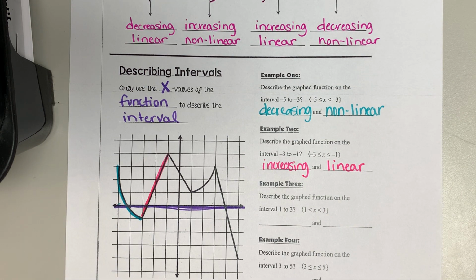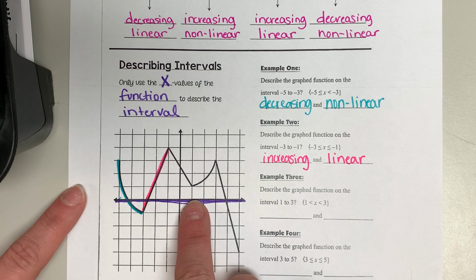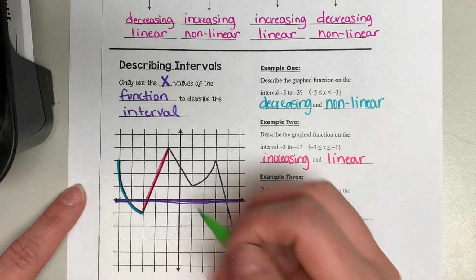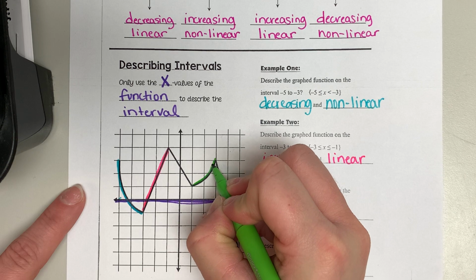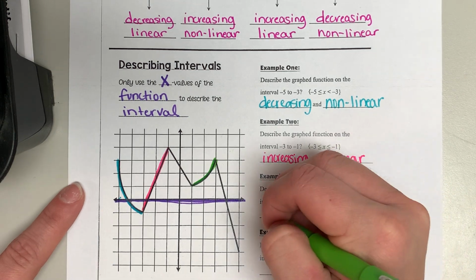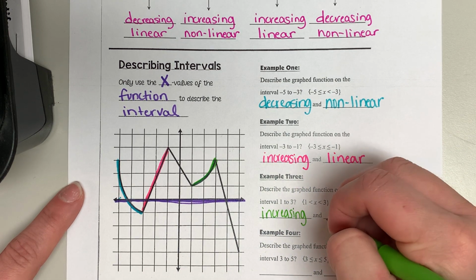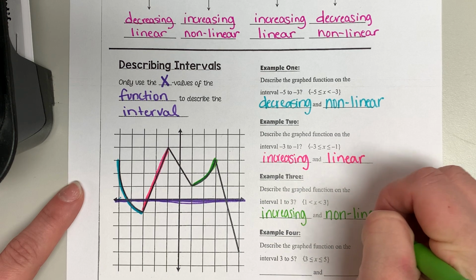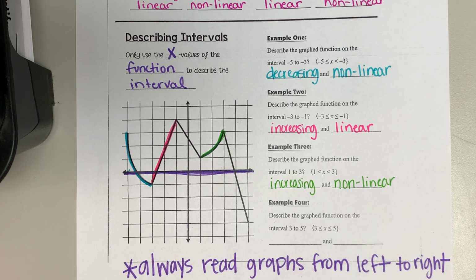Okay, let's look at example 3. It's asking to describe the graphed function on the interval 1 to 3. So that's going to be on the positive side of the x-axis. 1, 2, 3. So between these points, from here to here, left to right, because this is 1, goes over 2, and it stops at line 3. What is happening? Increasing. Linear or non-linear? Non-linear, because it's not a perfect straight line. Good.